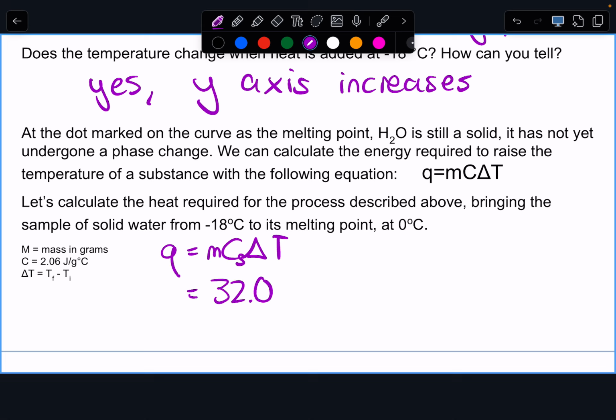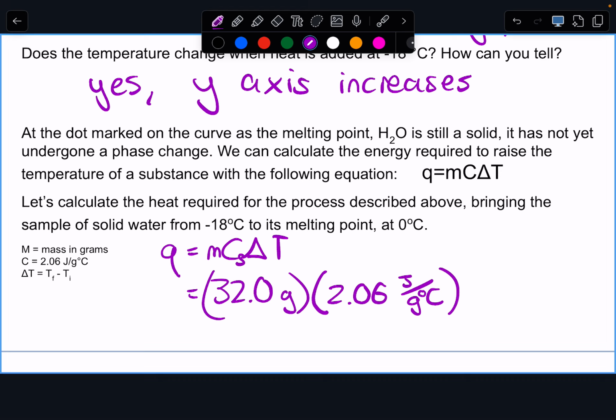So 32.0 grams, 2.06. Now, I converted this for you guys. No, this is not the one I converted. Never mind. It was listed as that on the chart. 2.06 joules per gram degrees Celsius. Remember, a constant is always telling you what units everything else needs to be in. So if it said joules per kilogram degrees C or kilograms Kelvin, then you would need to convert that mass.